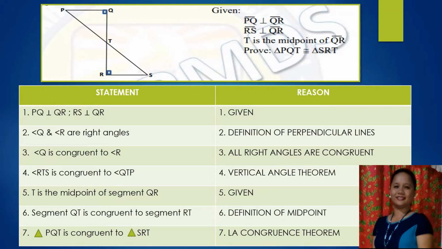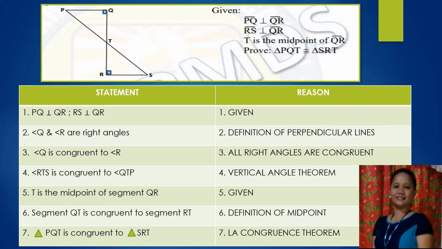Let's have this figure. Given segment PQ and segment RS are perpendicular to segment QR, and T is the midpoint of segment QR. So we have to prove the triangle PQT is congruent to triangle SRT. So we have here the two-column proof. Number 1, we have there segment PQ and segment RS are both perpendicular to segment QR.